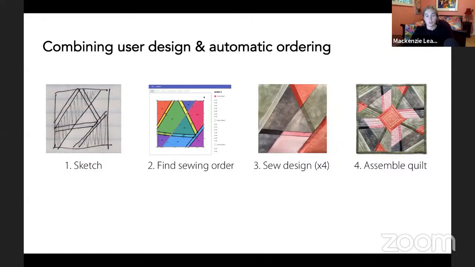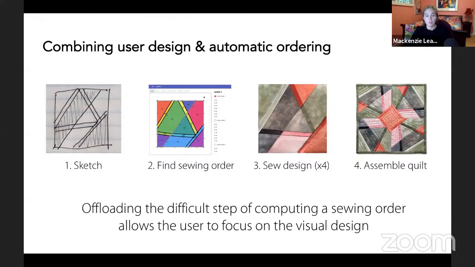This process shows how developing an algorithm to check for paper pieceability helps us design better tools for quilters that fit within their existing workflow. And offloading the difficult step of computing a sewing order allows the user to focus on the visual design.